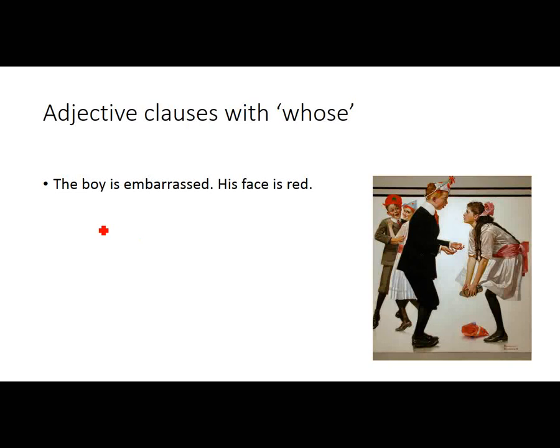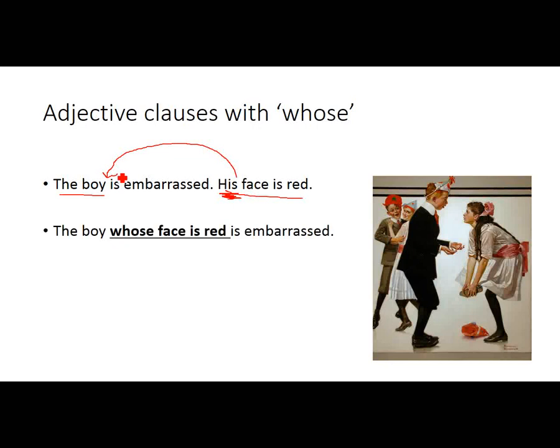The boy is embarrassed. His face is red. We have the boy and his face. So here's the possessive, his. And all of this is going to need to go right next to the boy. The boy, whose face is red, is embarrassed.